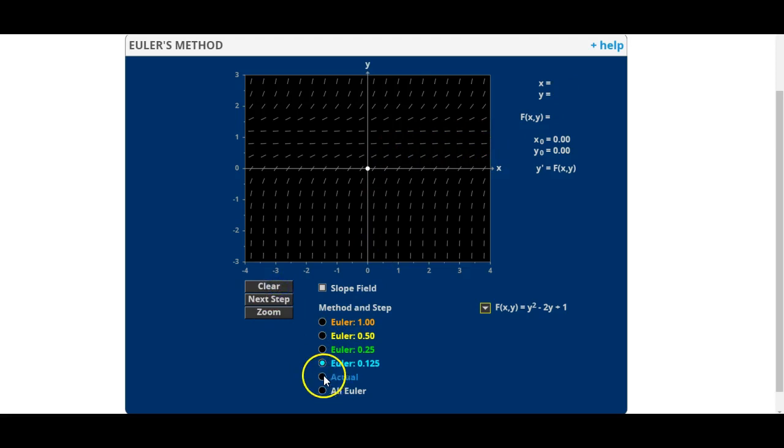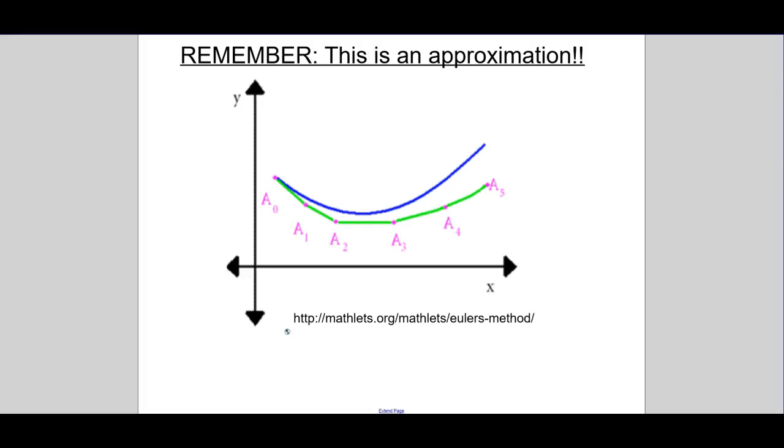Now if I clear this out, I'm going to show you the actual. That's what the actual curve is going to be here for this differential equation. So as you can see, the bigger step of delta x we used, this is again using a step of 1 versus 0.125, look how much more accurate you get by using the smaller values of delta x.